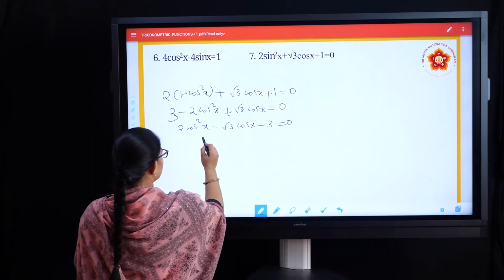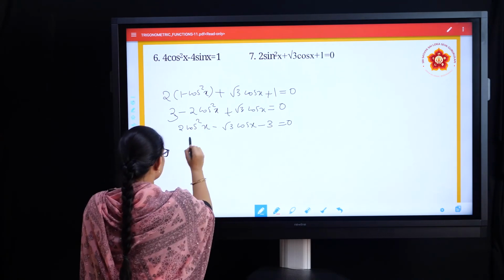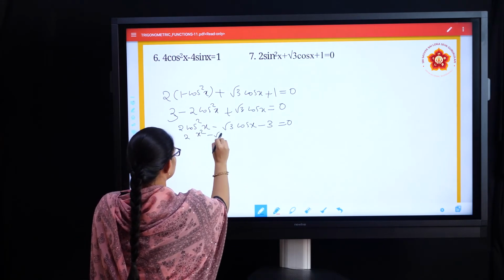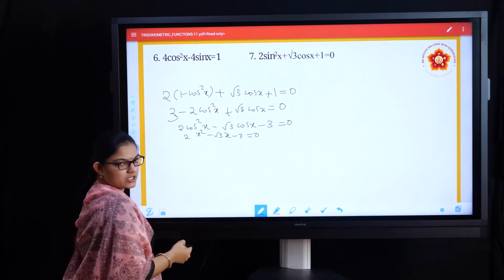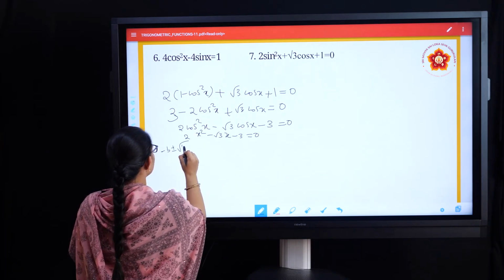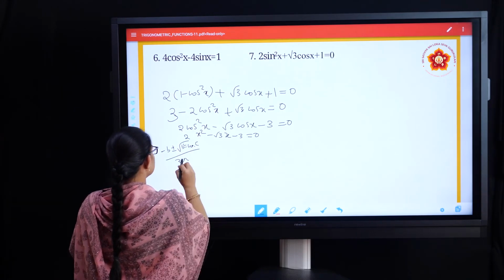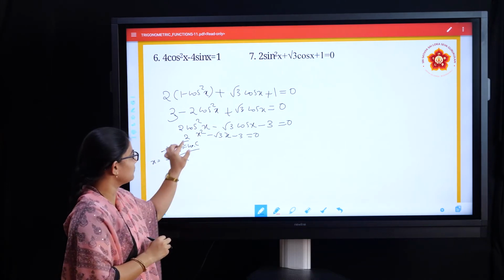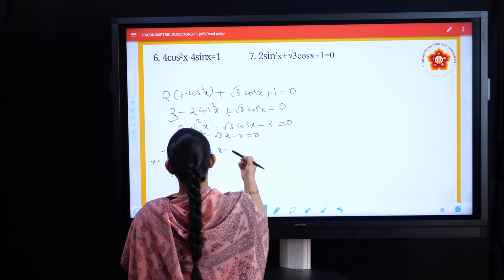Now it is again a kind of quadratic equation where if you substitute in place of cos x as x, that is 2x square minus root 3x minus 3 is equal to 0. It's a quadratic equation, so I can make use of the formula: minus b plus or minus square root of b square minus 4ac, divided by 2a. That is for x. But remember, here x is nothing but cos x. So we can write x is equal to minus b.